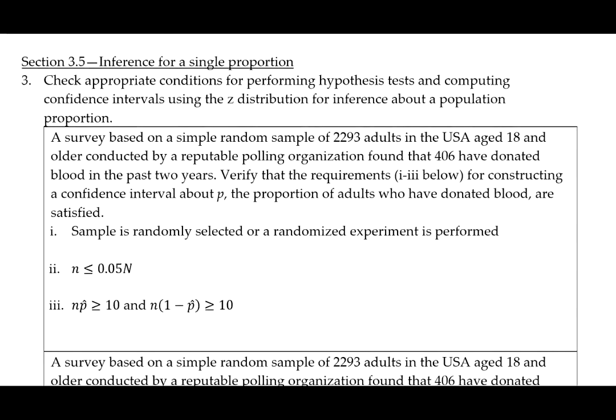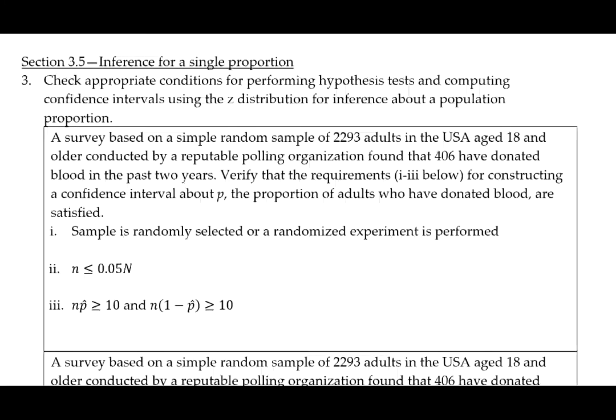Here's an example. A survey based on a simple random sample of 2,293 adults in the USA, aged 18 and older, conducted by a reputable polling organization, found that 406 have donated blood in the past 2 years. Verify that the requirements 1 through 3 below for constructing a confidence interval about P, the proportion of adults who have donated blood, are satisfied.